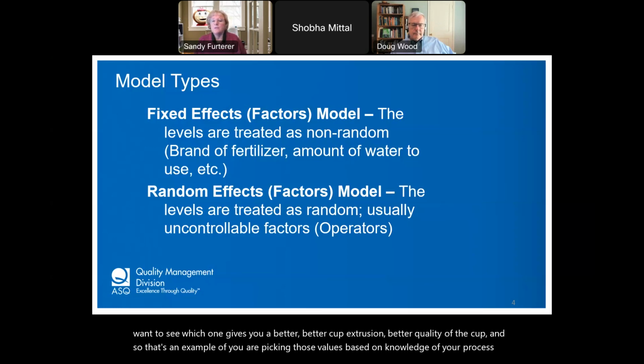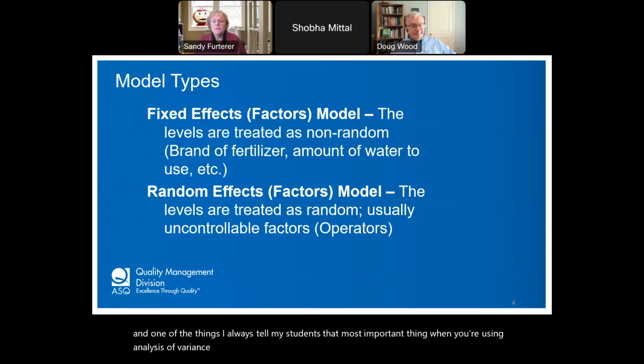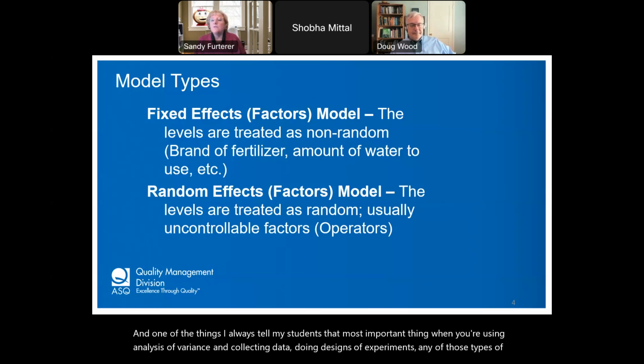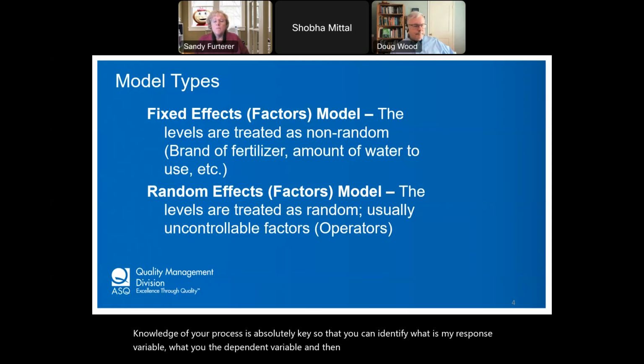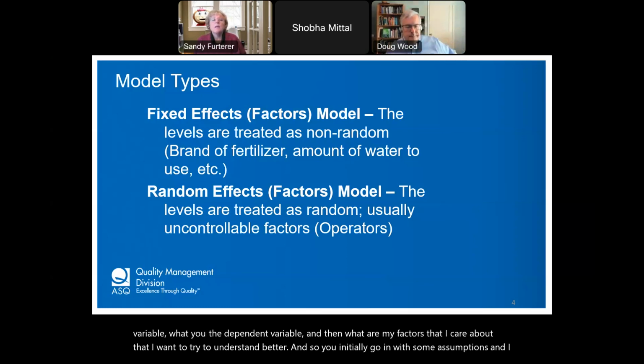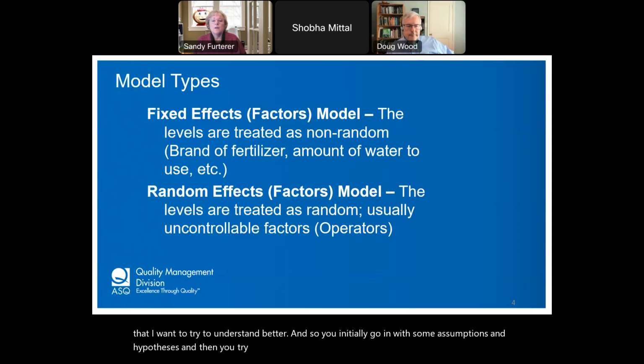And one of the things I always tell my students, the most important thing when you're using analysis of variance and collecting data, doing designs of experiments, any of those types of techniques, knowledge of your process is absolutely key, so that you can identify what is my response variable, what is the dependent variable, and then what are my factors that I care about, that I want to try to understand better. And so you initially go in with some assumptions and hypotheses, and then you try to prove that out through the experimentation and the analysis.